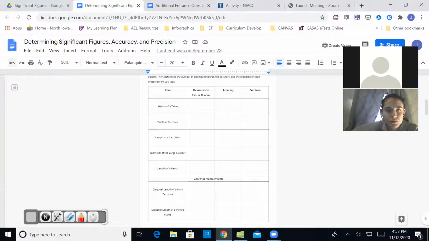So I'm going to hand out a paper that looks like this. And if it wasn't for COVID, all of you would be measuring. But because of COVID, I'll be doing the measuring for you. So we're going to get the height of the table, width of a door, length of a calculator. We're going to look at a cylinder and a pencil. Maybe a textbook. We'll see.